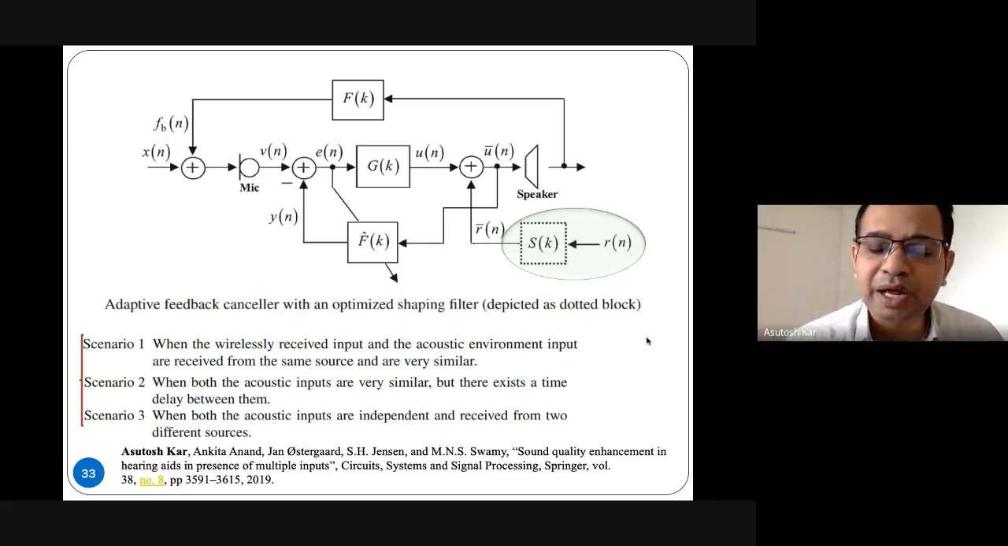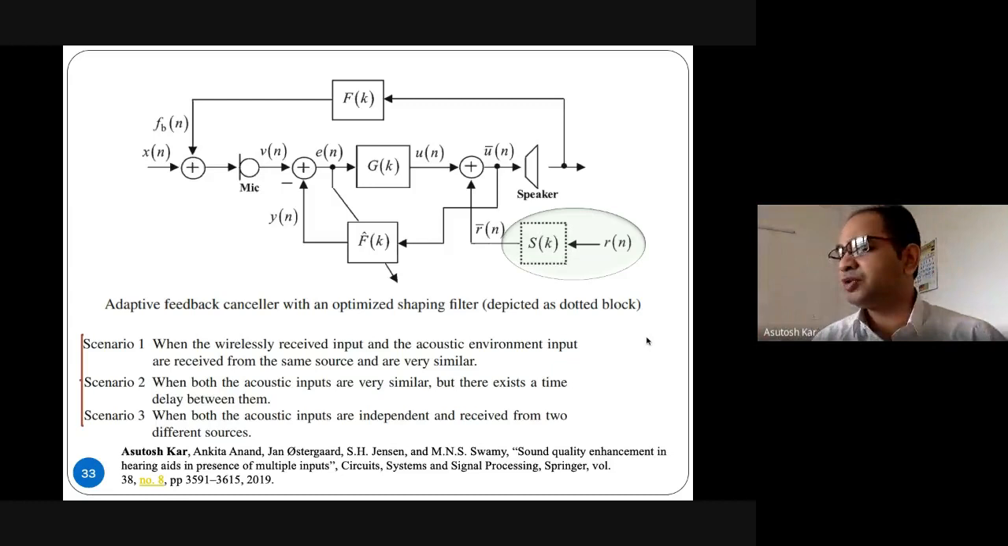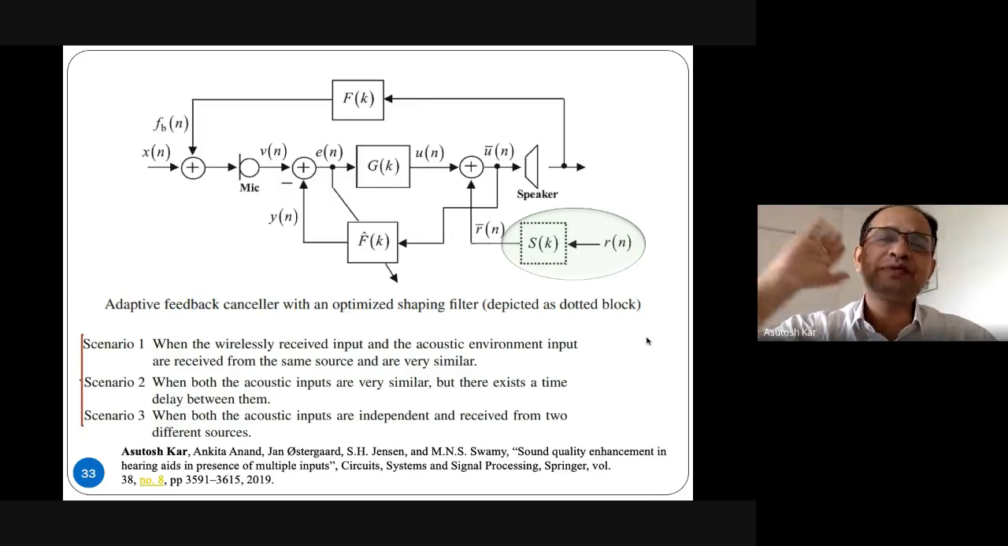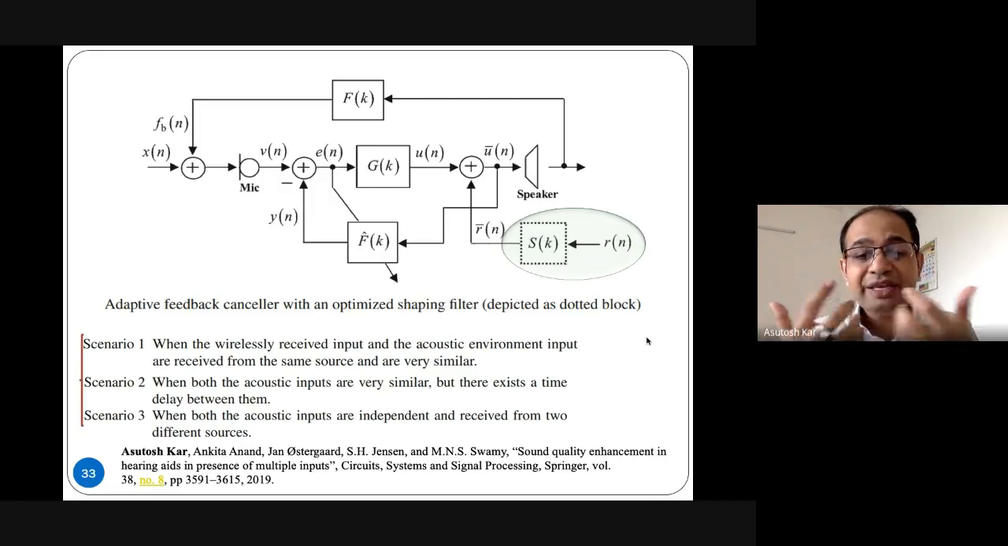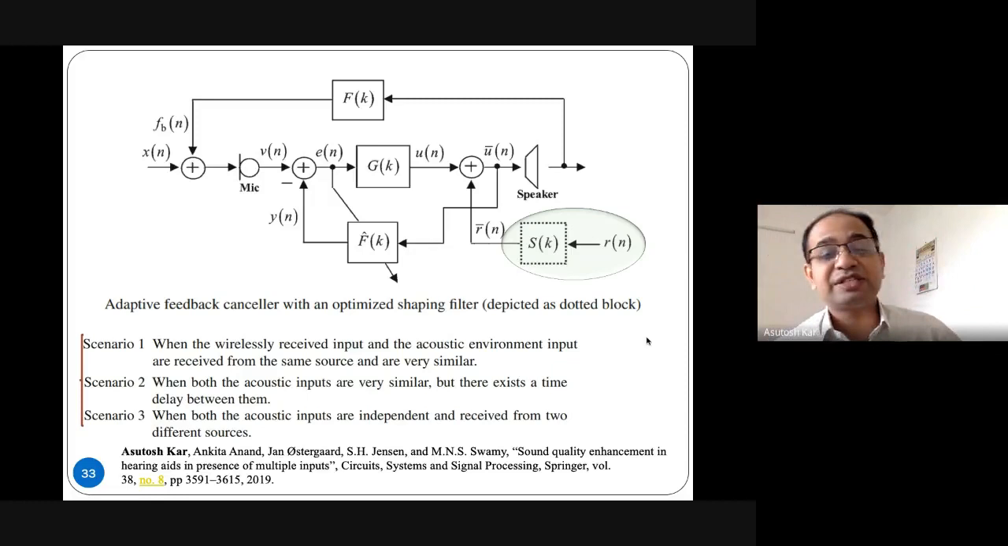Scenario number two: both things are similar, but there is a delay in between. That means the acoustic input arrives directly to me, and it also arrives over the Wi-Fi or the wireless, and there can be a sufficient amount of delay in between. So when there is a delay, how do we address the problem of interference? Here, more than the feedback, the problem of interference is there: multiple inputs entering a simple device, which is nothing but an amplifier.